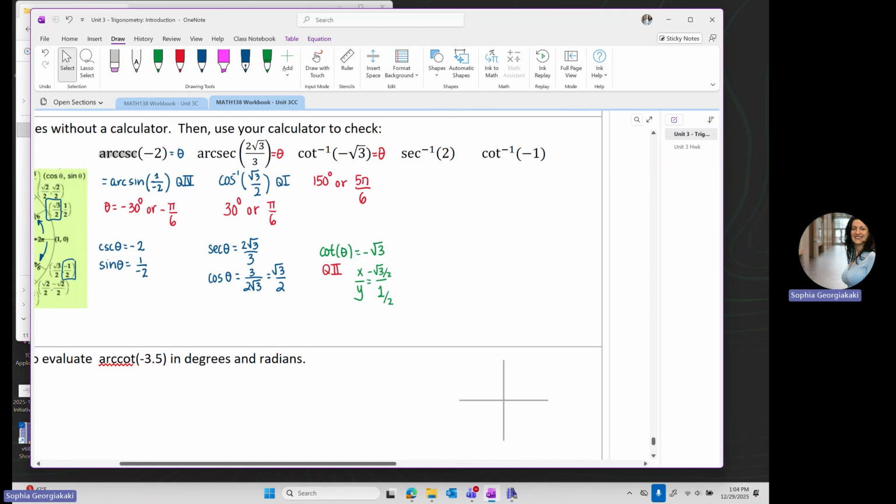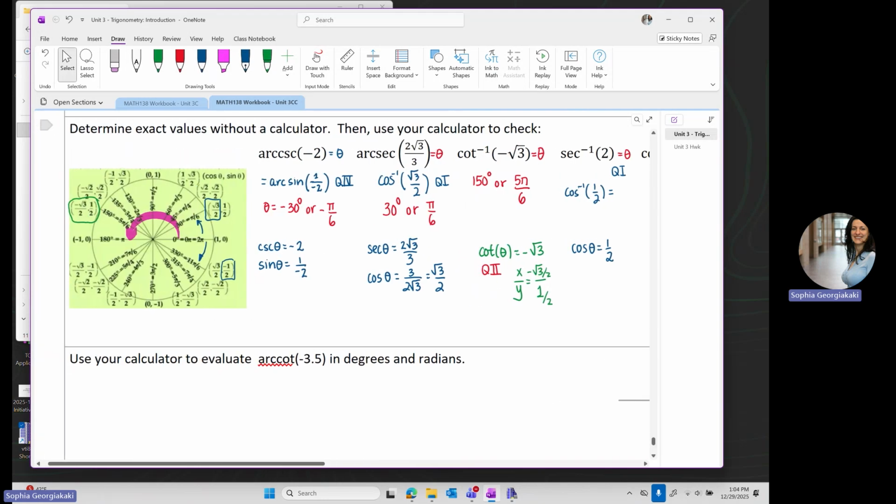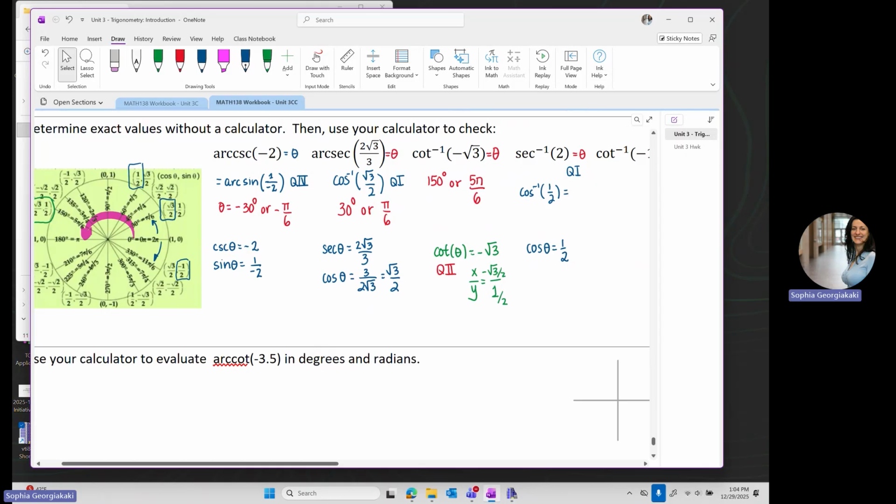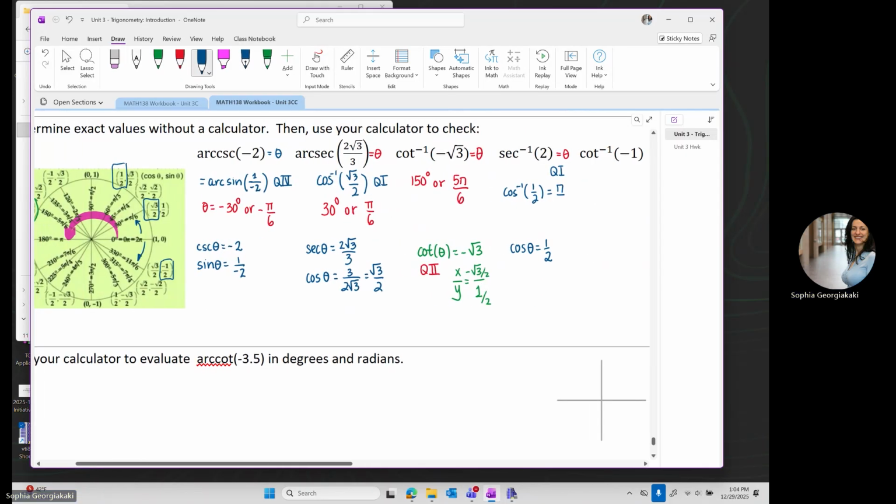So inverse secant of negative 2 is an angle that has a cosine of negative 1/2. Cosine of 1/2 means that this angle will be in quadrant 1, and it will be the inverse cosine of 1/2. And the inverse cosine of 1/2 is an angle in quadrant 1 that has cosine equal to 1/2, and that angle is pi over 3.